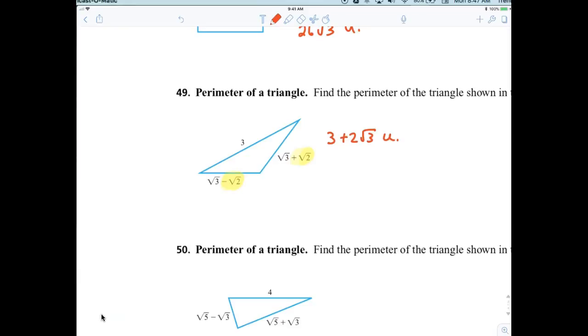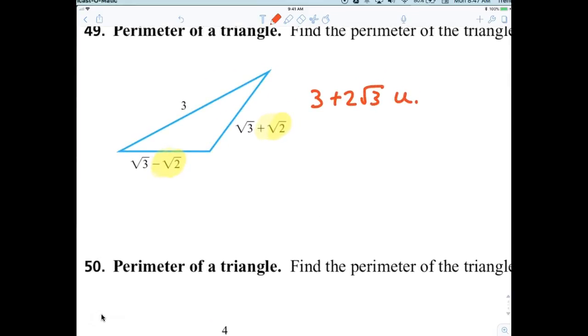All right. Any questions with 49? 49 was a good one. Alright, so I understand 3 radical 3. Where did you get the 2? Remember, James, 1 plus 1 today is 2. There are 2 radical 3s. You cannot combine the radical 3s with the number 3. One is rational, the other is irrational. You don't combine them. Just because they have 3s, they're not the same.